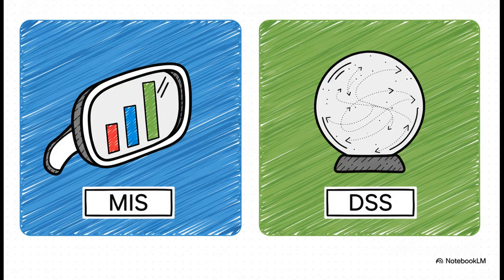Now, this slide is perfect because it really nails the difference between the two. The best way to think about it is this. An MIS is like a rearview mirror. It gives you a crystal clear report of where you've been. A DSS, on the other hand, is more like a sophisticated GPS. It helps you model the future and ask, what if we take this route instead? Yeah, one hands you a report card on the past, while the other gives you this cool sandbox to model the future. Big difference.